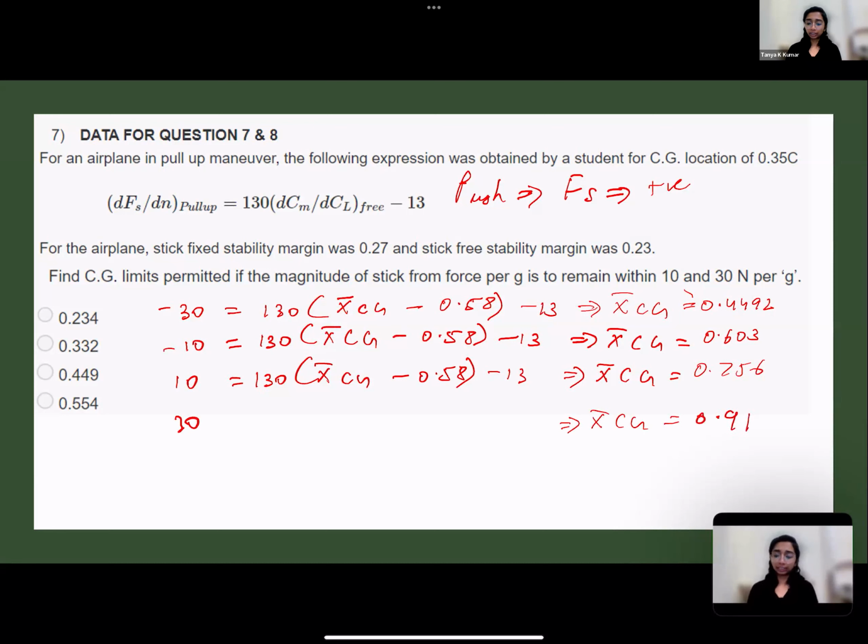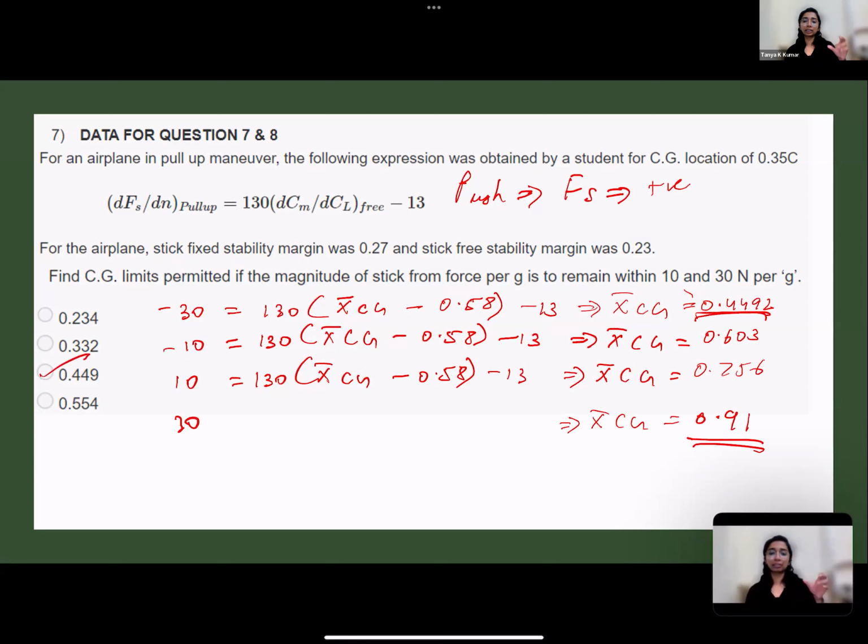So the extreme CG limits are 0.4492 and 0.91. It cannot go beyond these two. Now just check which of your options are matching these values, and it is 0.4492. Hence, that is the correct option.